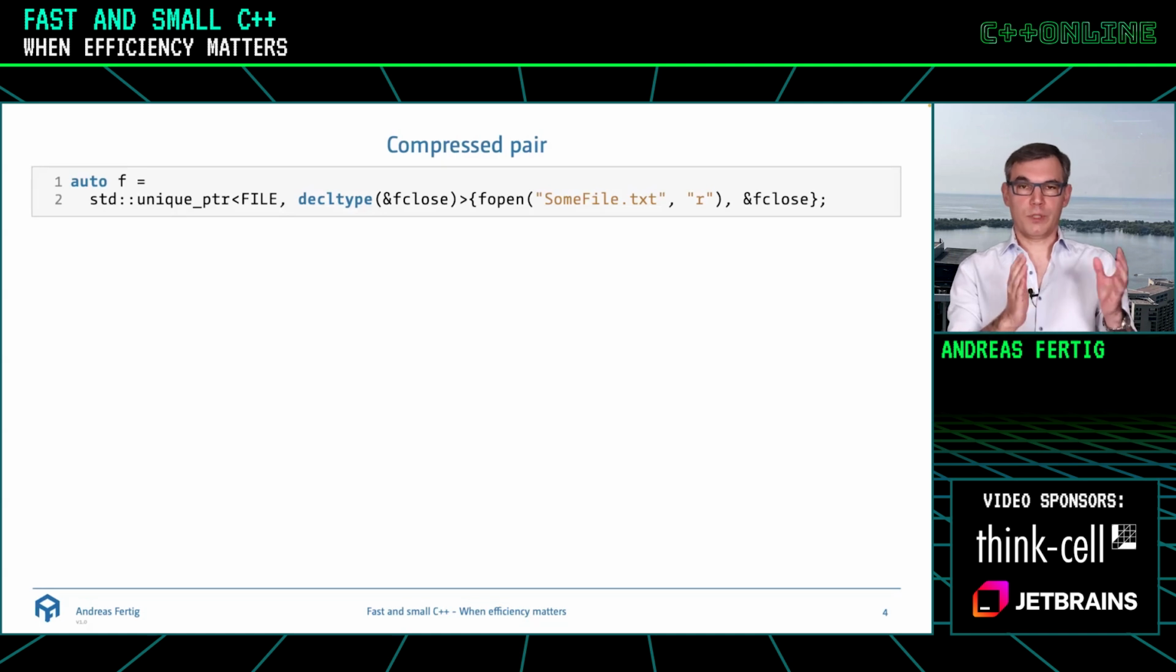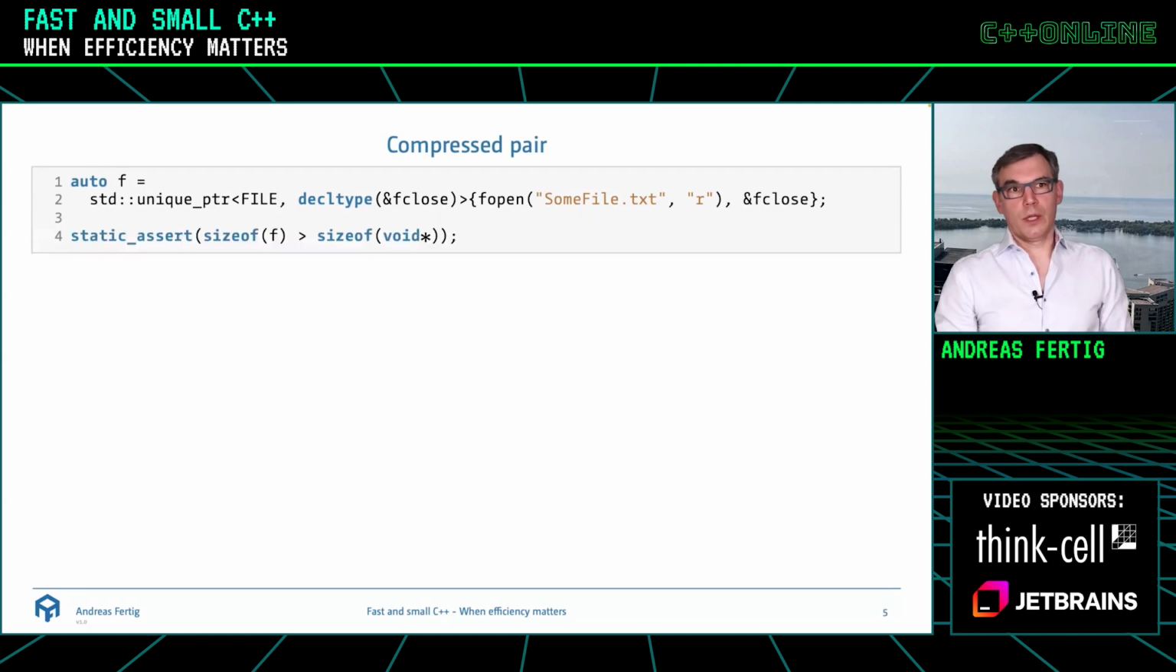What we want from such a thin wrapper is that its total memory size is equal to a file pointer, so 2 pointers on my system. Is that true? Let's check it out. If I squeeze in a static assert here that asserts that the size of my f is larger than the size of a void star, that static assert passes.